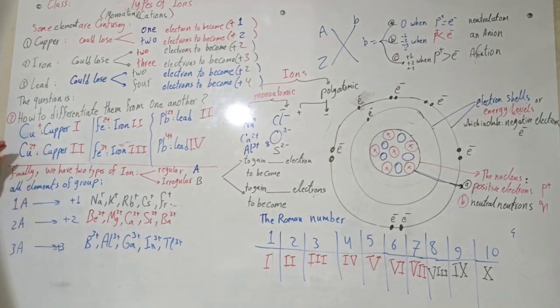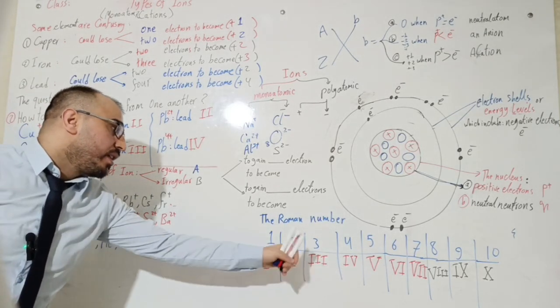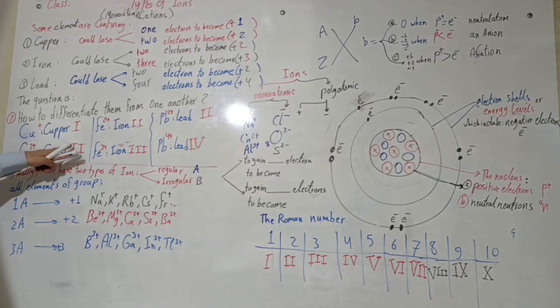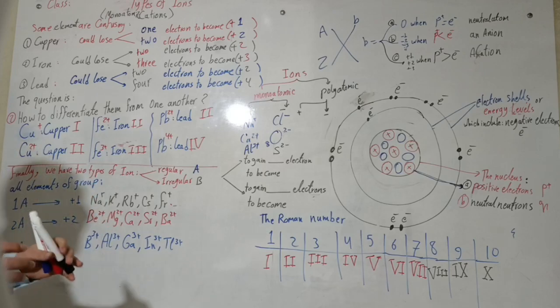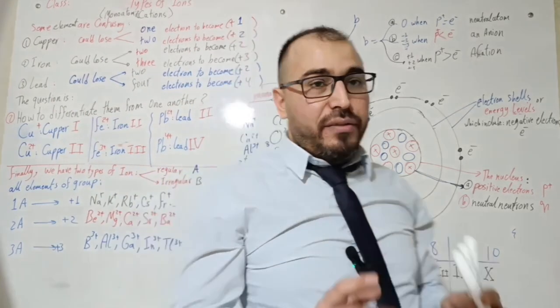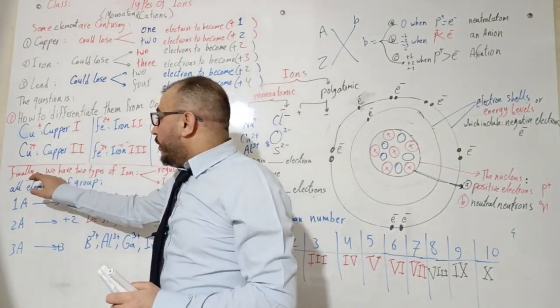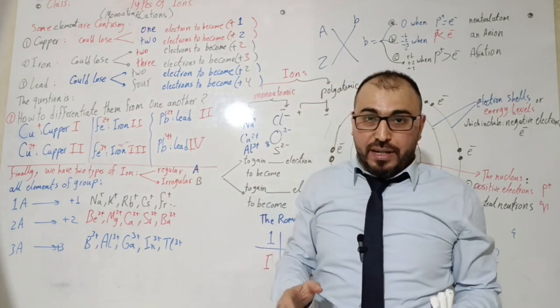And we said that if we want to answer this question, how to differentiate them from one another, it's important to memorize the Roman numbers, which will be used to refer to the number of electrons the atom has lost to become an ion. Finally, my friends, I would like to give a final note, which is, finally here we have 2 types of ions. I'm talking about cations now.